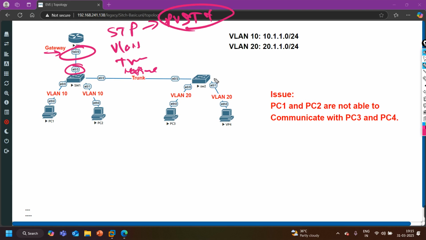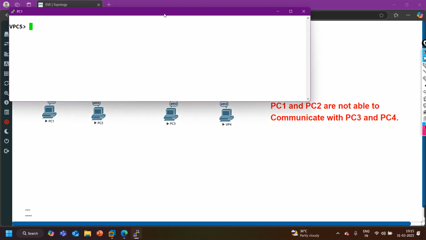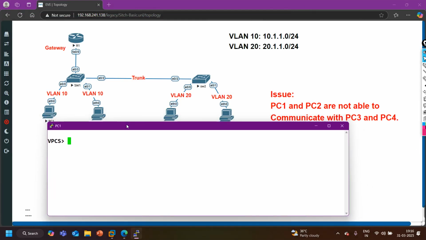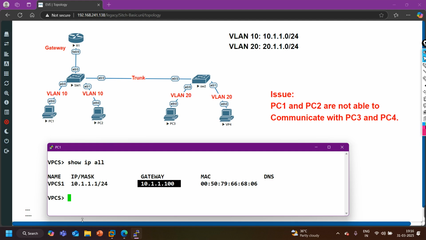Step by step I am going to show you how you can find the issue and then how you can troubleshoot it. So first of all, let me access PC1 just to verify the IP address and the gateway. Here I have access to my PC1. Let me show you the IP here. So the IP address on PC1 is 10.1.1.1/24, and the gateway IP address is 10.1.1.100. I think this is the gateway running on router 1, on the router sub interface.